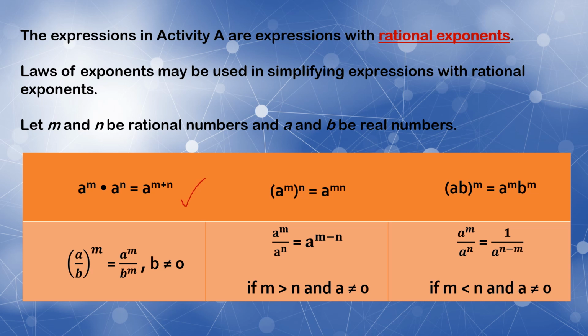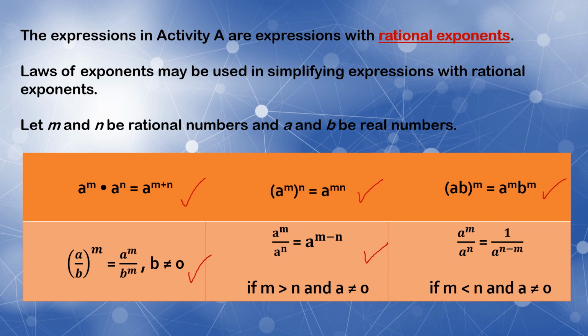Next, we have a over b, quantity raised to m, is equal to a raised to m over b raised to m, where b is not equal to 0. Next, we have a raised to m, quantity raised to the power of n, is equal to a raised to m times n. Next, a raised to m over a raised to n is equal to a raised to m minus n if m is greater than n and a is not equal to 0.